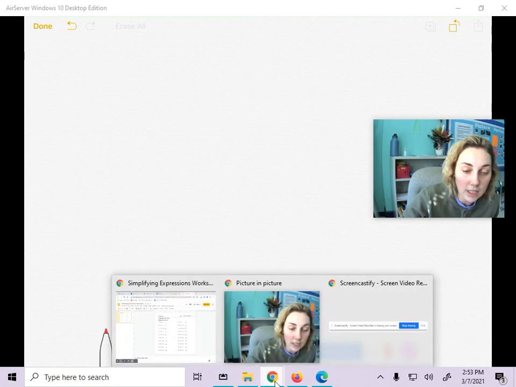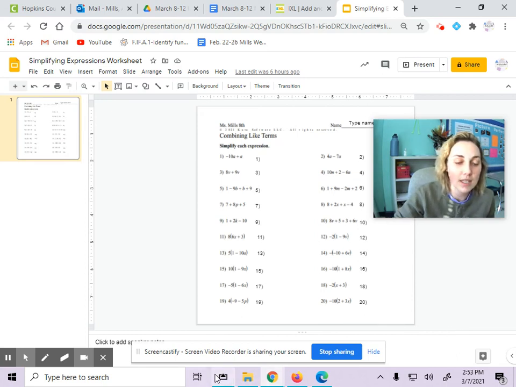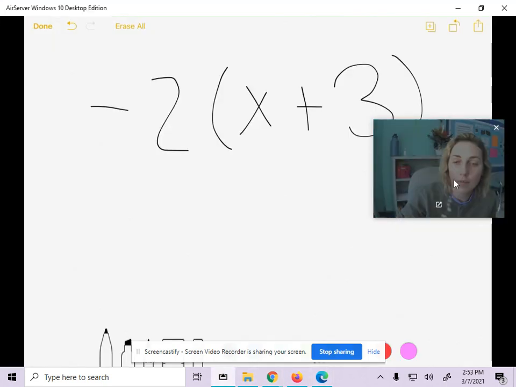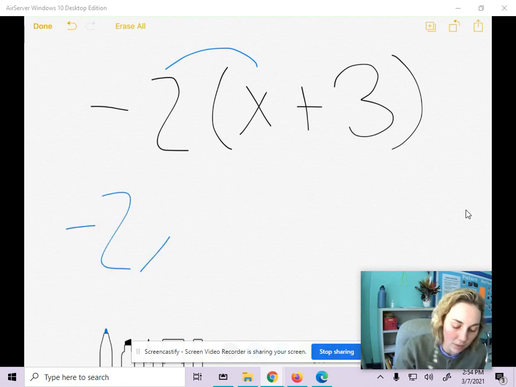And then last but certainly not least, I'm going to help y'all out with, I forgot which one we were going to do, 18. We have negative 2 times x plus 3. Again, we're going to multiply the outside number by all the numbers inside. Be careful with multiplying negative and positive numbers. Make sure you get the correct answer. So first, we're going to multiply negative 2 times x. Well, negative 2 times x is just going to give us negative 2x.